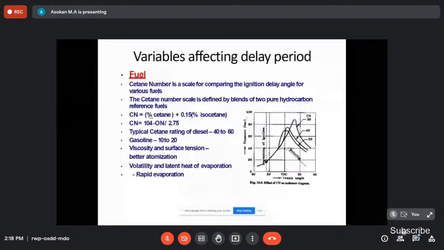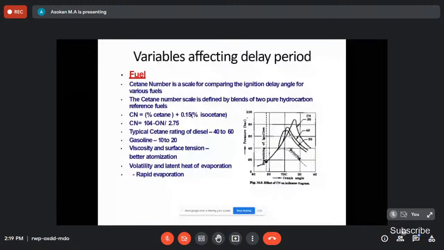The next parameter is fuel quality. For example, the cetane number says the ignition quality of the fuel. Suppose the cetane number is higher, then the ignition quality is very good. So what is the cetane number of diesel? Around 40 to 60. Gasoline is 10 to 20, so that is not suitable for a diesel engine. Okay. See, there are fuels of different cetane numbers: cetane number 30, 40, 50.